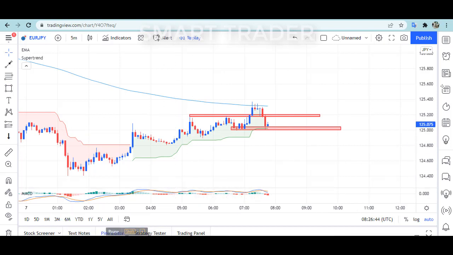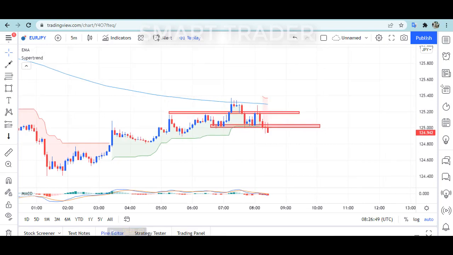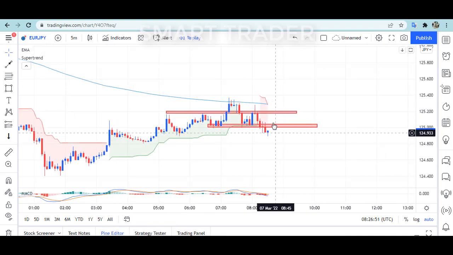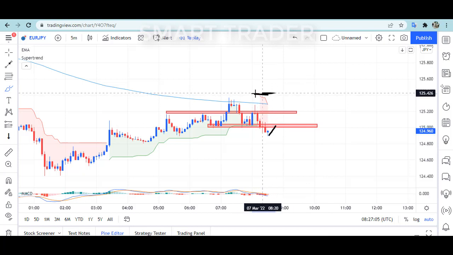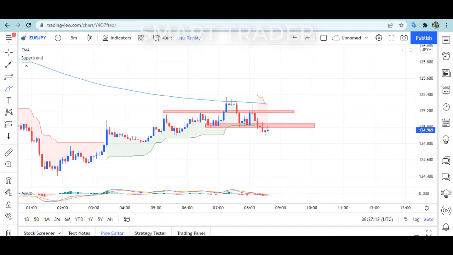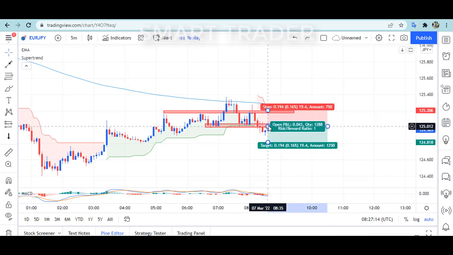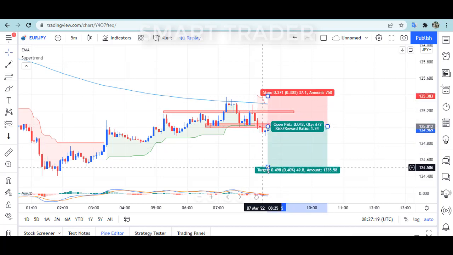Okay, wait for the market. The market now trades between the two ranges. Now the market breaks out of the trading range. My plan is to see the market retest the range low and enter sell. Stop loss above the recent swing high. This is the logical stop loss. Now the retest. Short here, stop loss above, risk and reward at least 1 to 1.